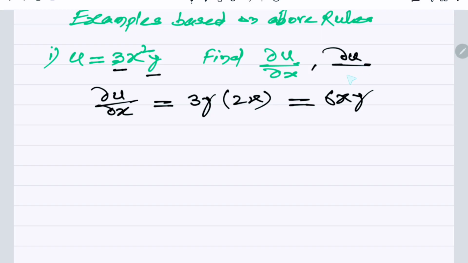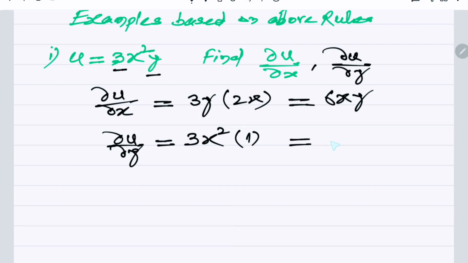Then differentiating u with respect to y, keeping x constant. Therefore, dou u by dou y is equal to, we get 3 constant term outside, x square also constant term outside, and derivative of y with respect to y is 1. We get value as 3x square.